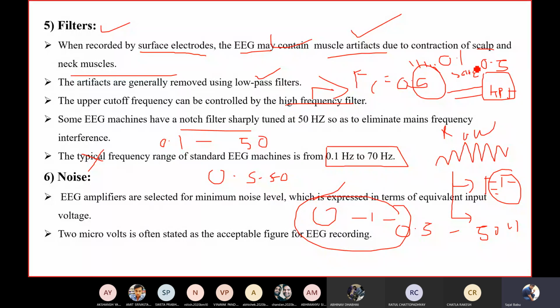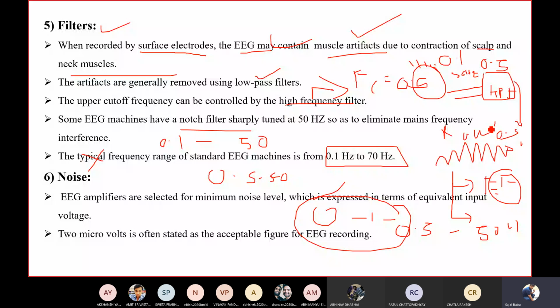That means it allows the frequency above the cutoff frequency, right? My cutoff frequency is 0.5 Hz, but the input signal is between 0.1 to 50 Hz. So it will eliminate the signal between 0.1 to 0.5 Hz, and at the output you are going to get a signal between 0.5 to 50 Hz. Why? Because I had set my cutoff frequency as 0.5 Hz, so it is going to allow the frequency only above 0.5 Hz and reject all the signals below 0.5 Hz. So then I am going to get 0.5 to 50 Hz.